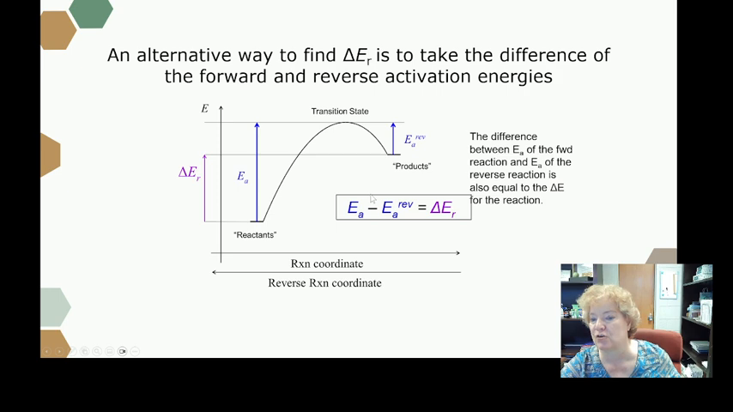And so this is an alternative way to do this. Sometimes that shows up on different questions. So I said probably would have been just as easy. But maybe you knew these activation energies, but you didn't know the actual enthalpies or energies of the reactants and products, you could find it this way.